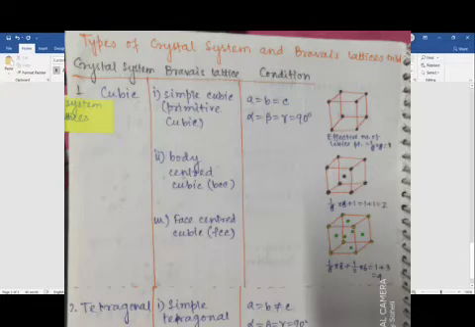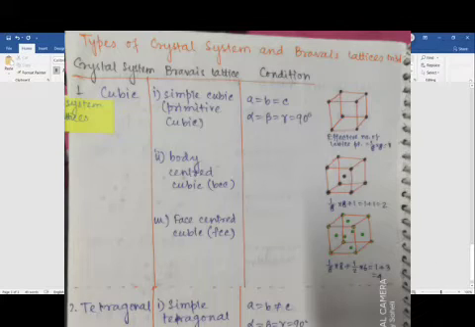Similarly, in BCC, how much will it be? Previously for simple cubic we have 1, and in the body centered there is 1 point at the center of the cubic body. It is not shared with any other cube, so it completely belongs to this cube. Previously we have 1 for the corner basis, and we have 1 body center, so there will be 1 plus 1 equals 2.